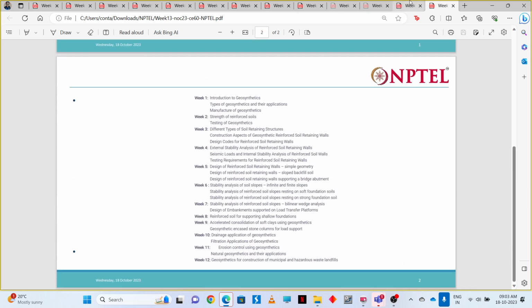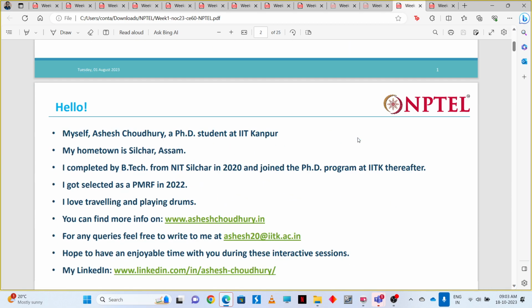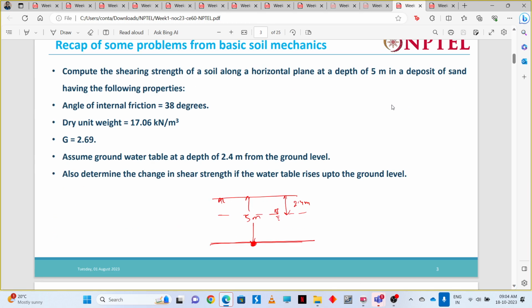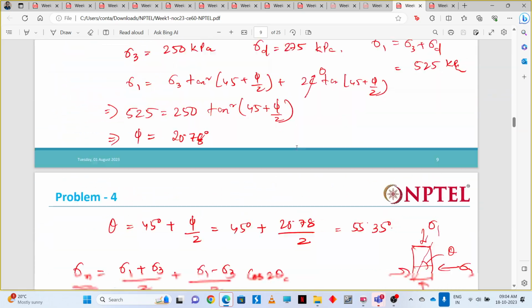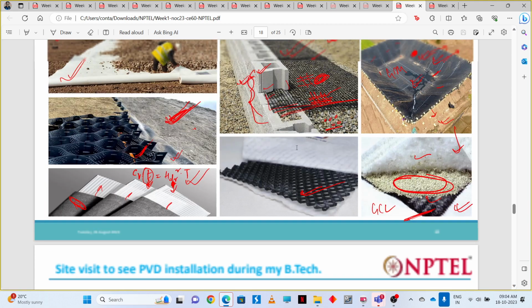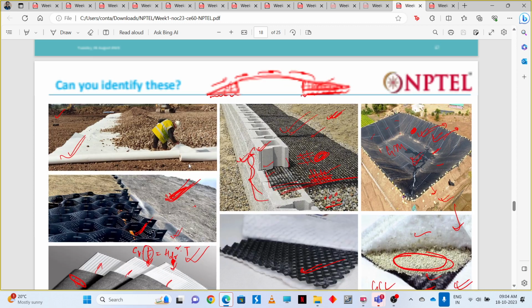So let us start. In the first week, we introduced the topic of geosynthetics. Before that, we solved some basic problems from basic soil mechanics, and after that, we introduced geosynthetics. So what are geosynthetics basically? I had given some pictures and asked you to identify what these are.